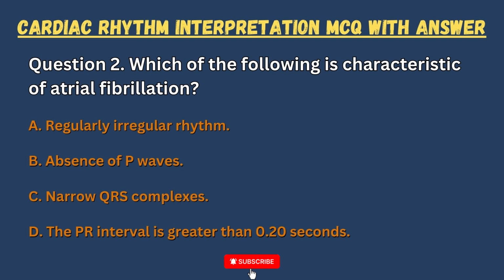Question 2. Which of the following is characteristic of atrial fibrillation? A. Regularly irregular rhythm. B. Absence of P waves. C. Narrow QRS complexes. D. The PR interval is greater than 0.20 seconds.